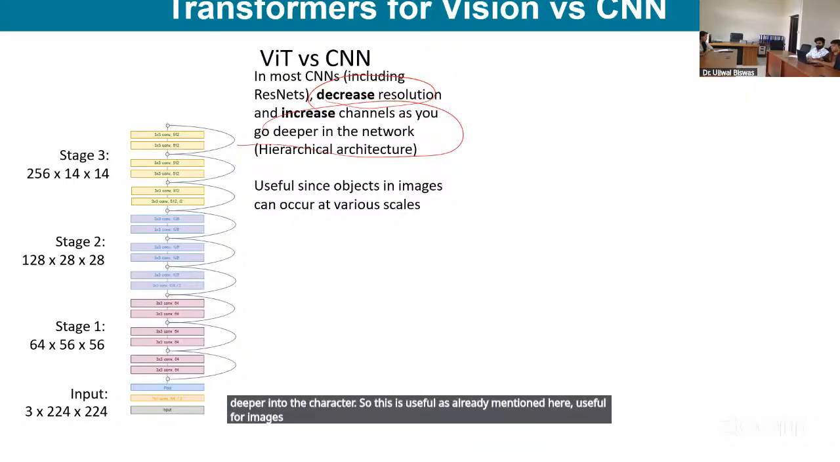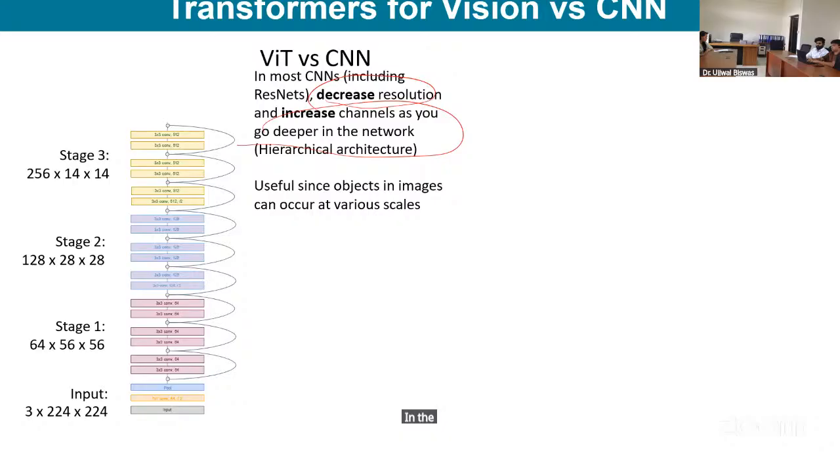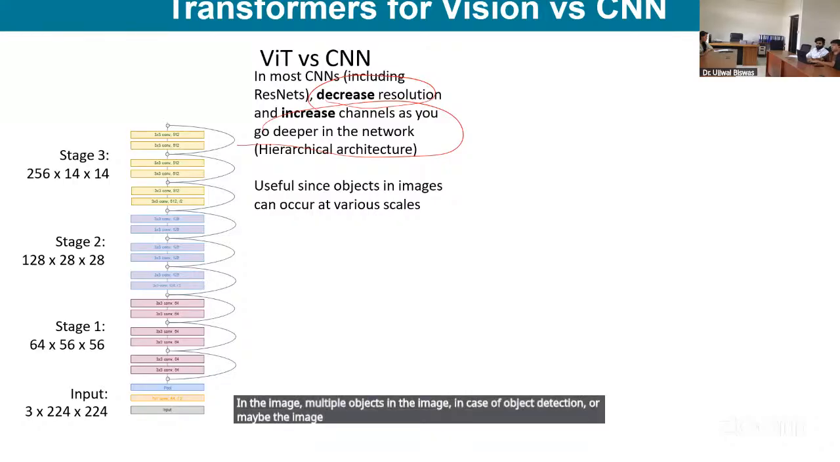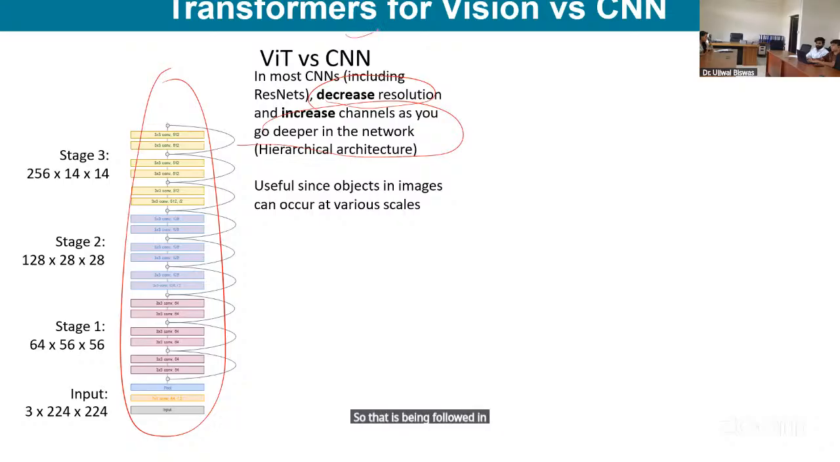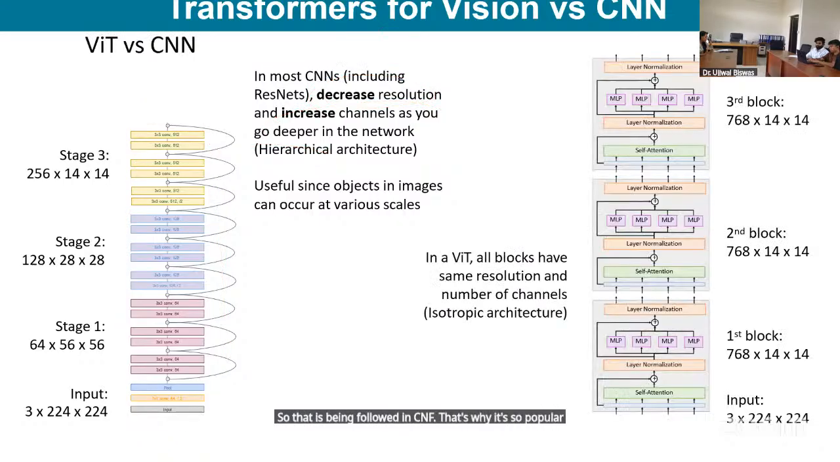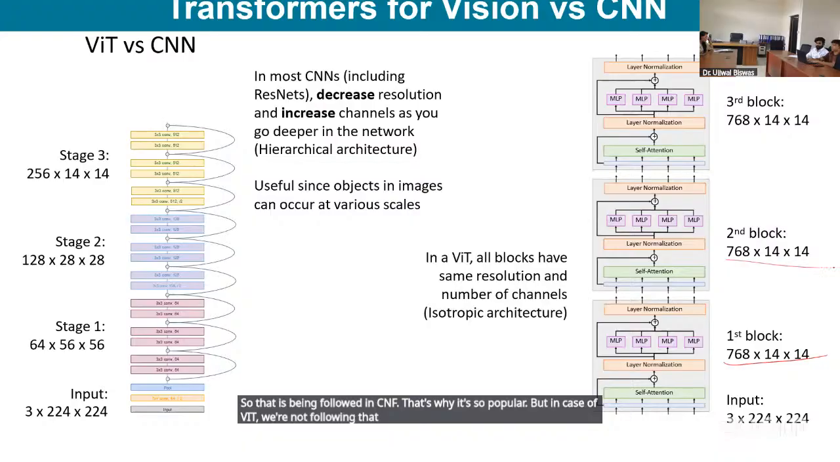For example, there may be multiple objects in the image in case of object detection, or the image may have multiple scales. For example, one big apple image, one small apple image. This decreasing resolution and increasing number of channels is quite important in computer vision. That is followed in CNN, which is why it's so popular. But in case of ViT, we are not following that. You can see the first block, second block, third block, everything is the same.